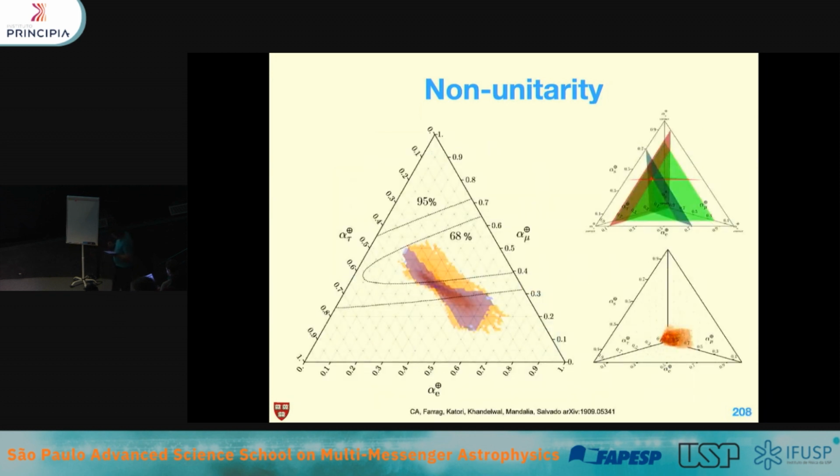So you can look at the effect of that. This butterfly in blue is the allowed flavor region if you assume unitarity. And this, let's say, square in orange is the region if you allow for non-unitarity. It's still a very well-defined region in parameter space. I'm not going to talk about this tetrahedron because it's kind of complicated, but you can talk about that later.